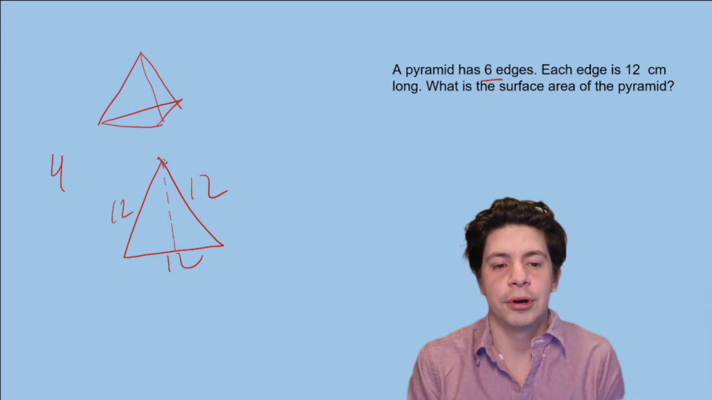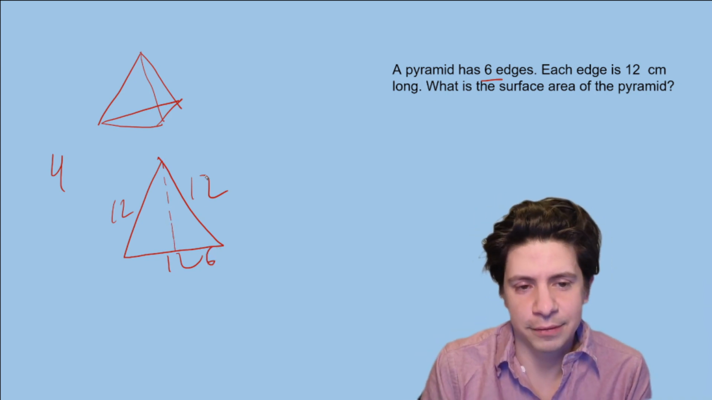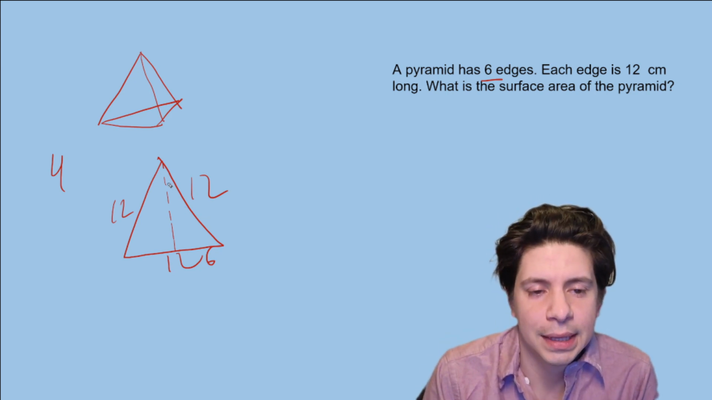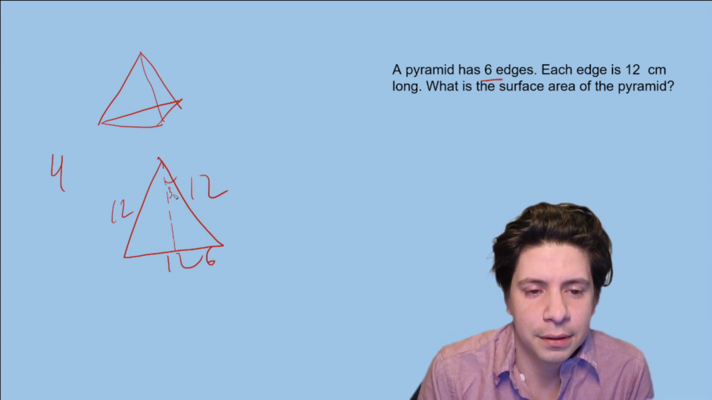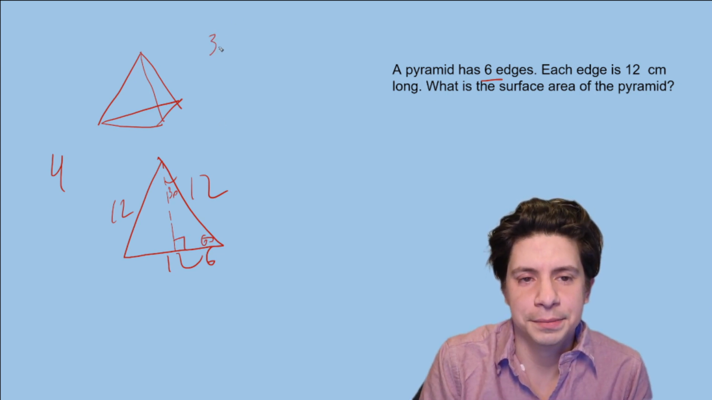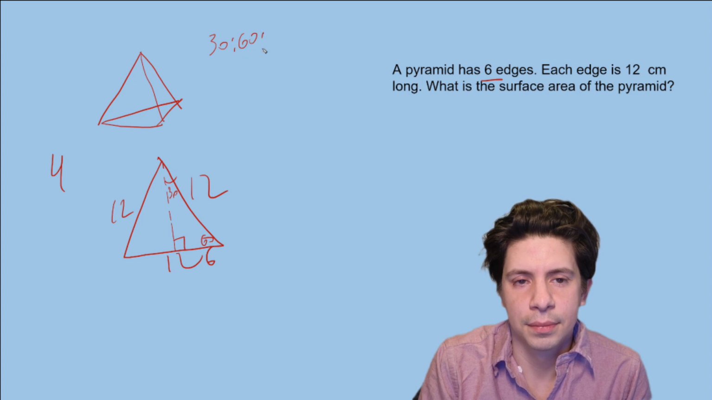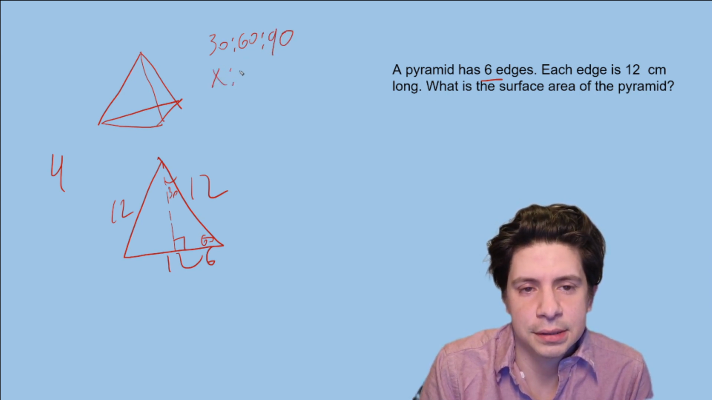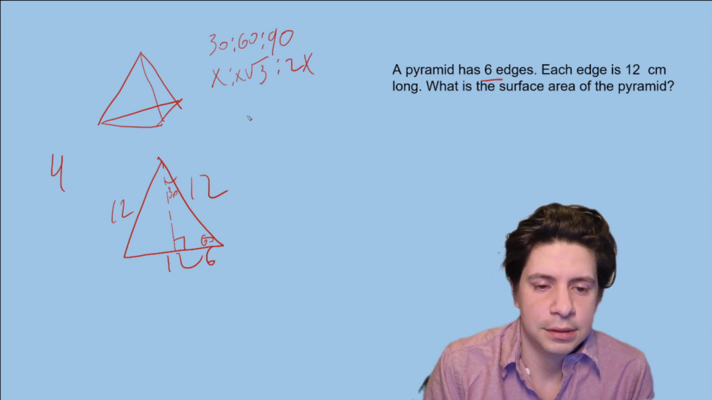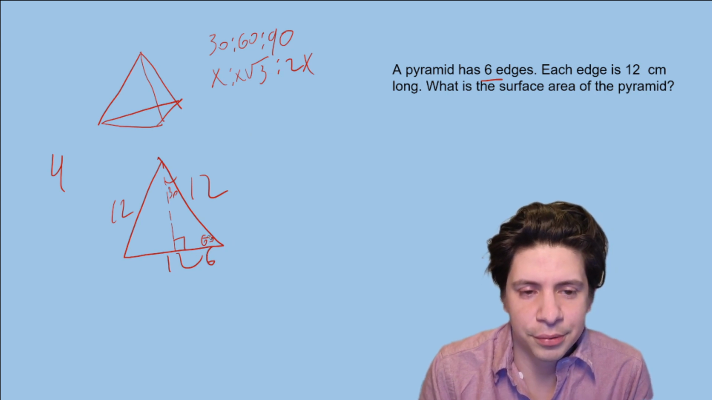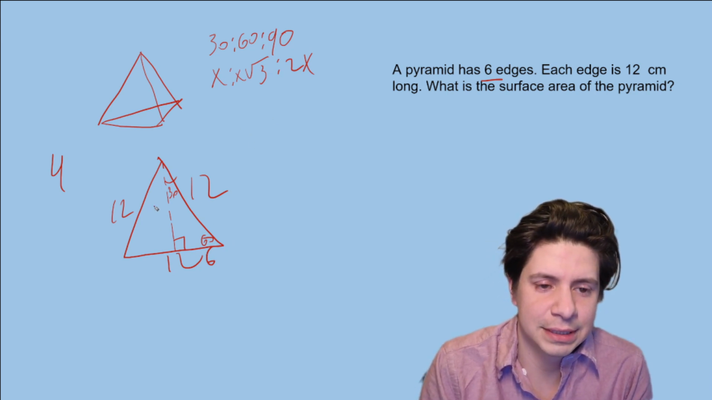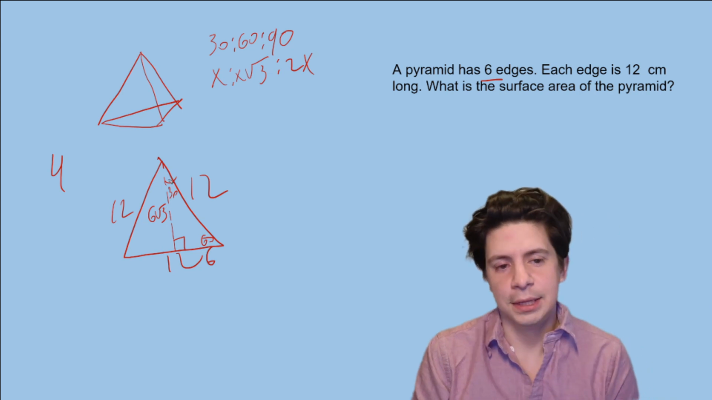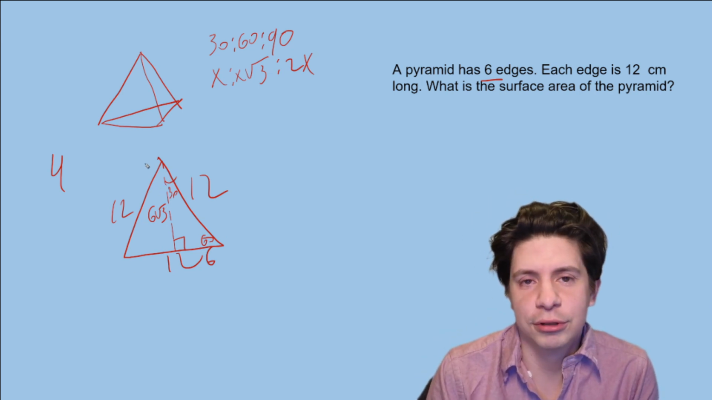Equilateral. We draw an altitude down, so this becomes 6. We have 12 and 6. Then we have now a 30, 60, 90 triangle. 30, 60, 90 gives us x, x root 3, 2x. So if this is 6, the 30 part, and this is 12, that's 2x, this is going to be 6 root 3. So now we find the area of one triangle and multiply by 4.